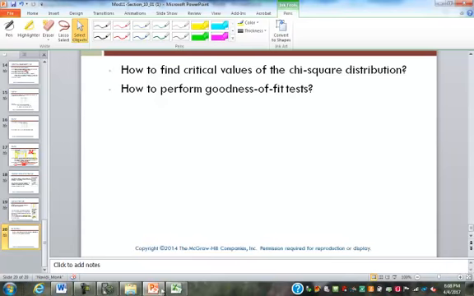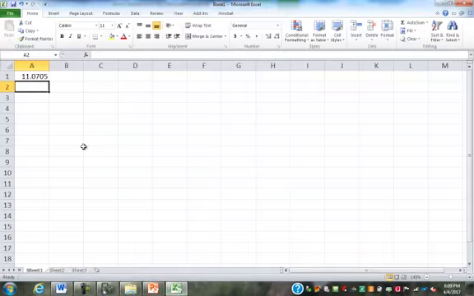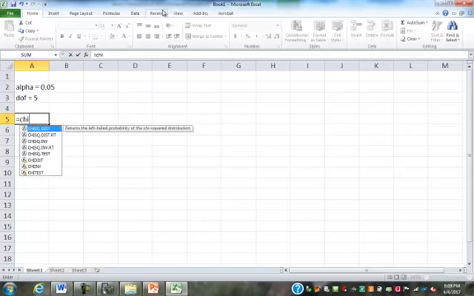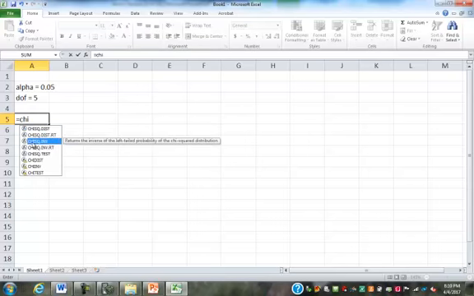Now I'm going to take a quick little jump over to Excel here. And in Excel, there's actually a chi-squared inverse function. So remember, we had alpha of 0.05, and we had 5 degrees of freedom, 6 minus 1. So what I can do is hit equals chi, I type in chi, and then I'm just going to select the chi-squared inverse here.